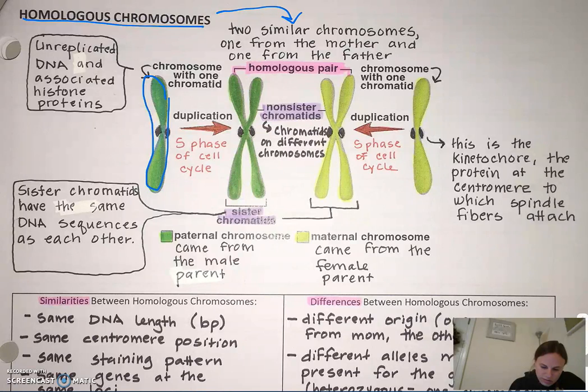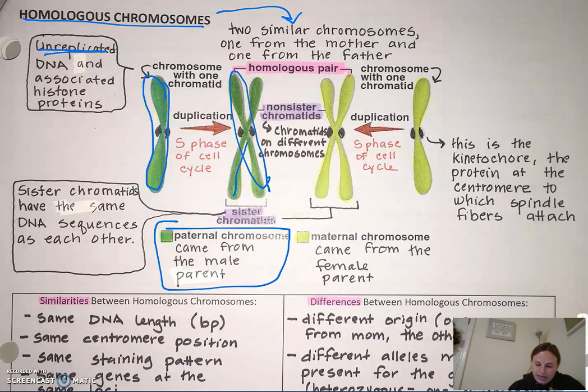Here you've got a chromosome with one chromatid. In other words, it's unreplicated DNA and it's associated with those histone proteins. Let's say this is from dad. The green chromosomes come from dad. Now I have a duplicated chromosome, meaning I have gone through the S phase of the cell cycle. I've gone through interphase. Now I have sister chromatids, where sister chromatids have the same DNA sequences as each other.